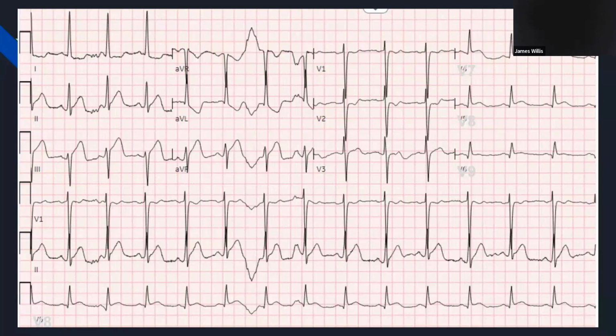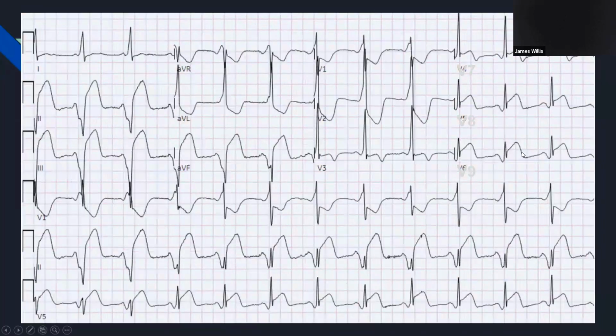So we ended up getting a repeat EKG a little while later. Does anyone want to try to take a stab at this one? Yep. So Felipe said inferior posterior MI. So you see some subtle ST elevation in V7 and V8, and all you need is half a millimeter, and that counts. Okay.